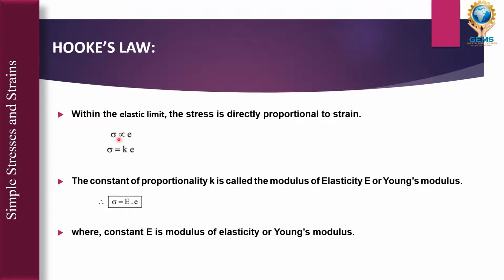That means sigma is directly proportional to e. So sigma is equal to K times e, where K is the proportional constant. Understand? K is the proportional constant and is called the modulus of elasticity E or Young's modulus. So we can write sigma is equal to capital E into small e, where sigma is stress, capital E is the modulus of elasticity or Young's modulus, and small e is the strain. Where constant E is the modulus of elasticity or Young's modulus.